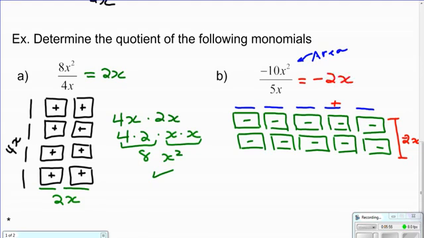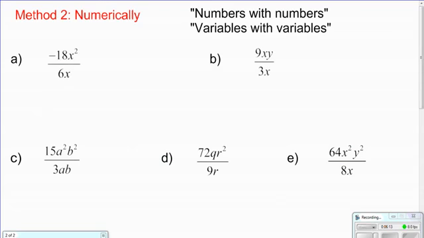And again, if we wanted to double check, we could go 5x times negative 2x. And 5 times negative 2 is negative 10. And x times x is x squared. So negative 10x squared. And that's what we started with. So we're good. Okay. Again, we can do it numerically, numbers with numbers, variables with variables.